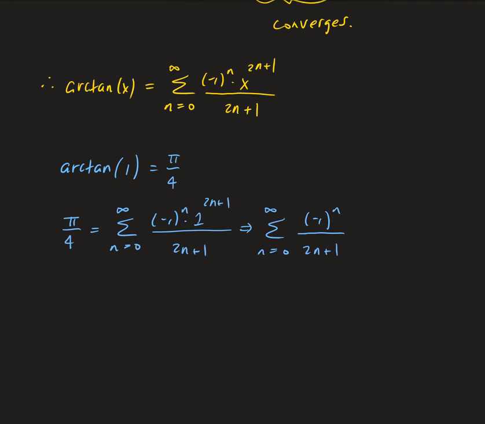So what we can do, if we want to get a series for pi, is just multiply both sides by 4. So pi is equal to the series of 4 times negative 1 to the n divided by 2n plus 1. It's a nice result from this series of arctangent.